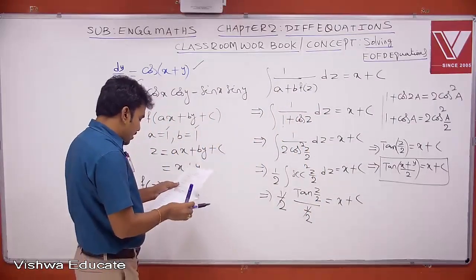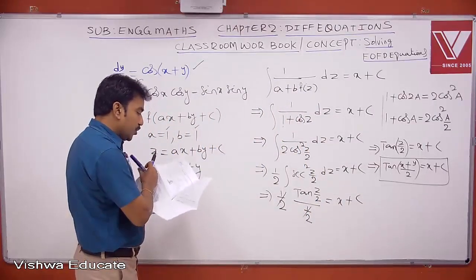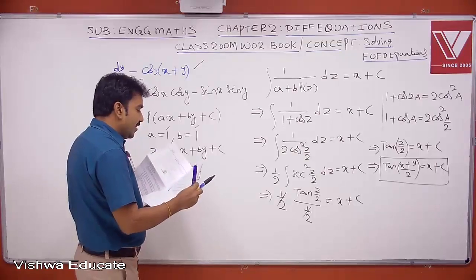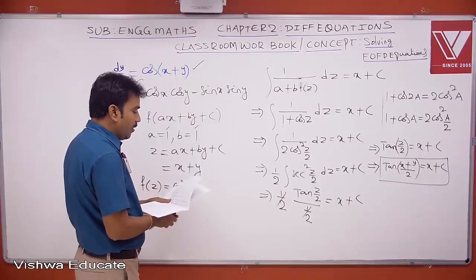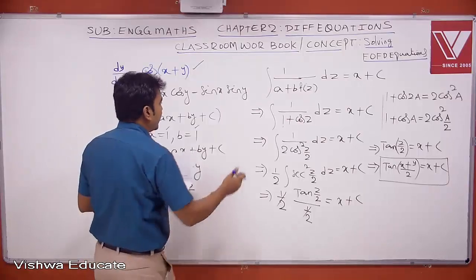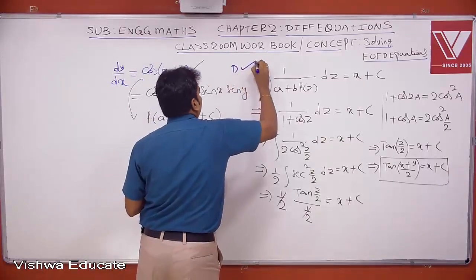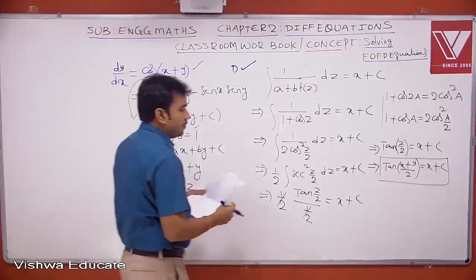Therefore option number D is right answer. Tan of x plus y by 2 equal to x plus c. So option D is right answer for this question. Note these points.